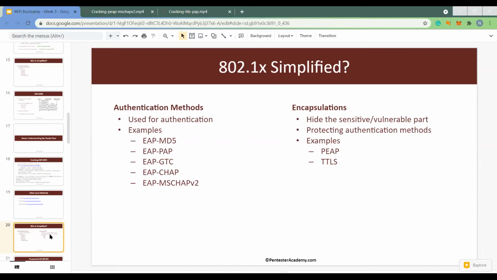So what will encapsulations do? These will create protective tunnels through which you can then pass the authentication method messages. And because all of this will be passed through these tunnels, it will be secured as long as you follow the recommended guidelines. So how is this done?